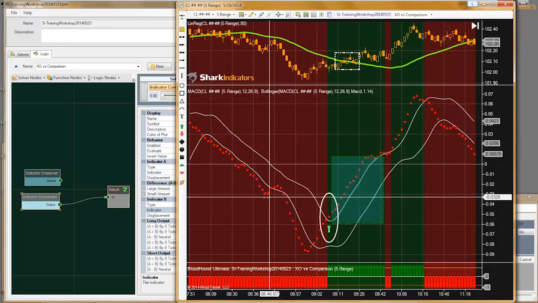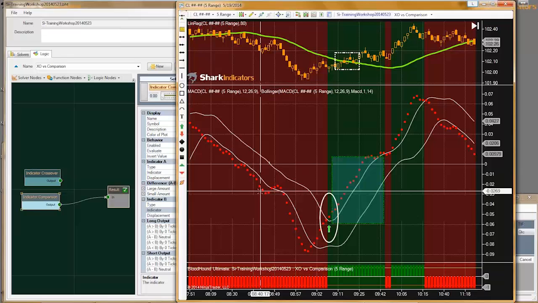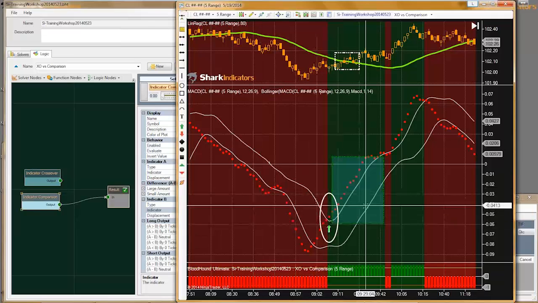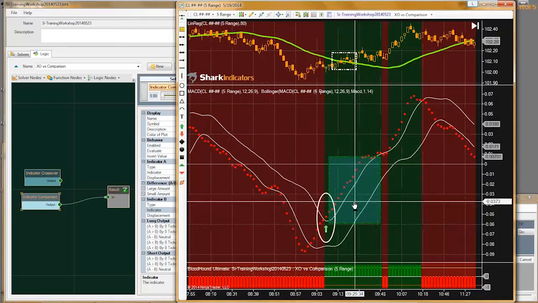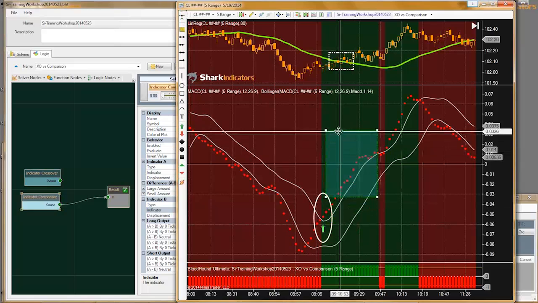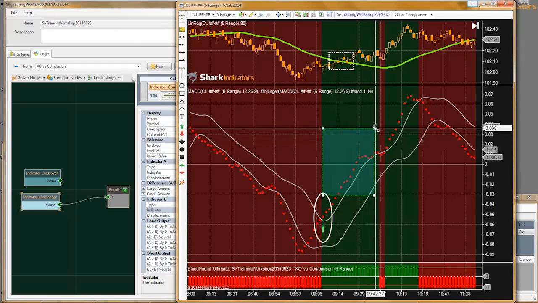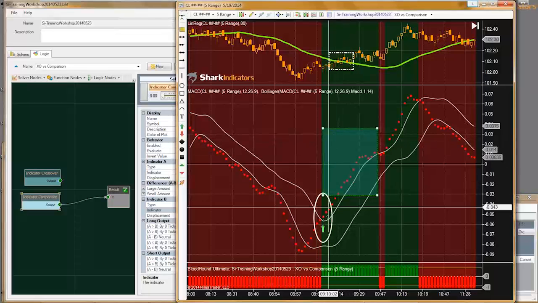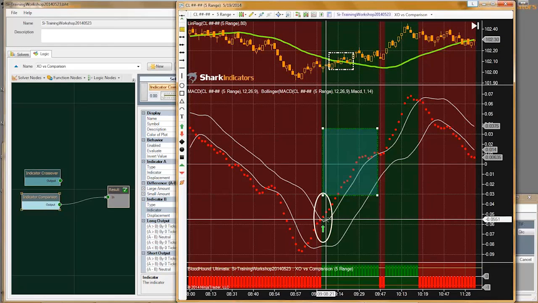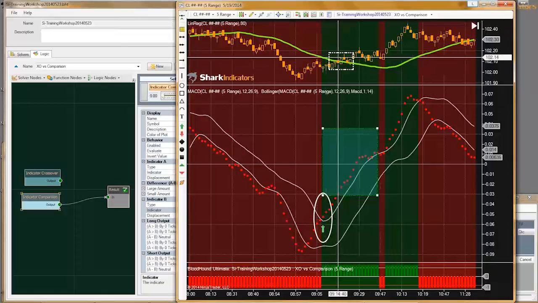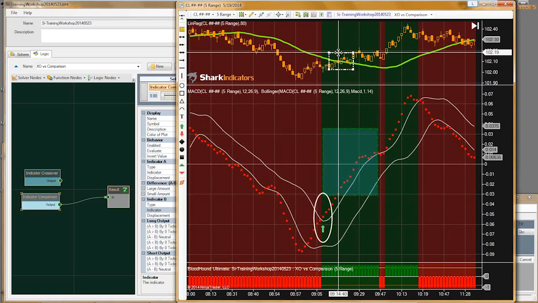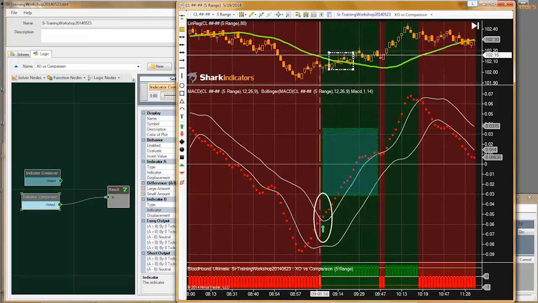The comparison solver is always giving you some kind of an output. And in this case, what the comparison solver is showing us is that essentially the MACD is above the upper band, and so we're clear to take a long trade when the next condition happens. For the simple example, the next condition would be price crossing above our linear regression line here.